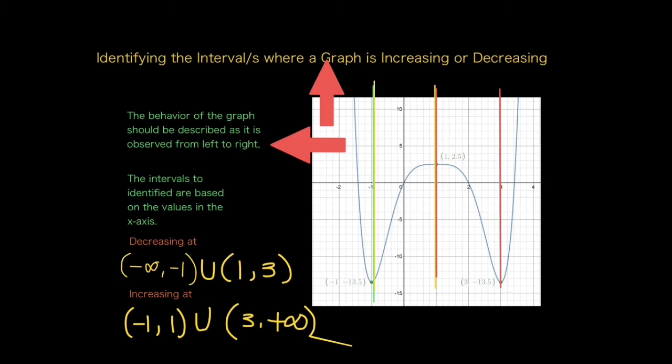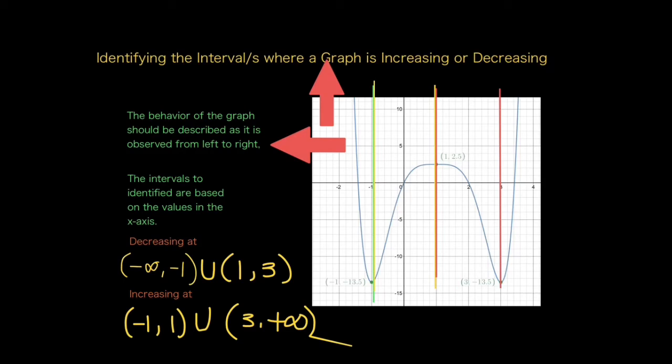So let us summarize what we have taken for this lesson. The first thing that you need to understand is how we should see the behavior of the graph. It should be described as we observe the graph from left to right. Second, the intervals to be identified should be based on the values on the x-axis. Do not trace the values on the y-axis. It should be the values from the x-axis. And then just observe the graph.